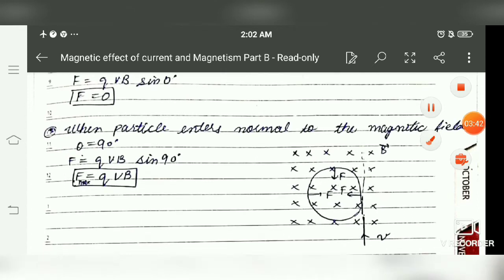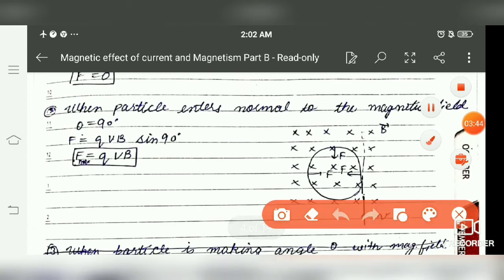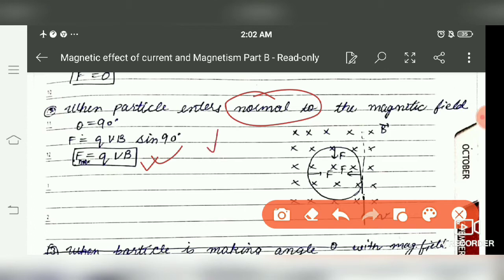But if the particle enters normal to the field, in that case force will be maximum, and as a result the particle moves in a circular path.